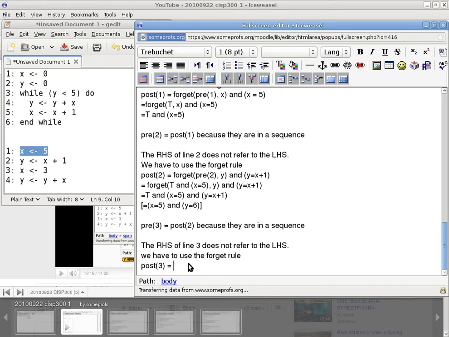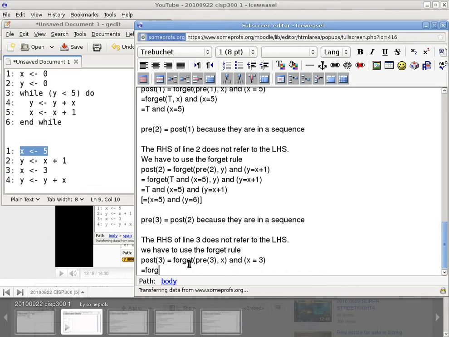We say post 3 is the result of applying the forget operation on pre 3. And this time, what are we forgetting? What components, or components including which variable? Including x. Very good. But after that, we know one thing. We know x equals 3 after this operation. So in this case, you just have to copy your pre-3.